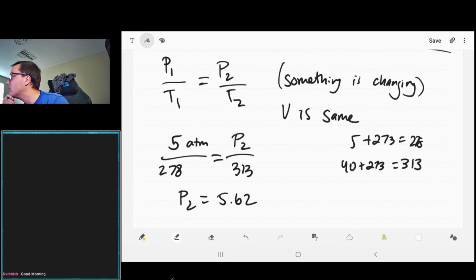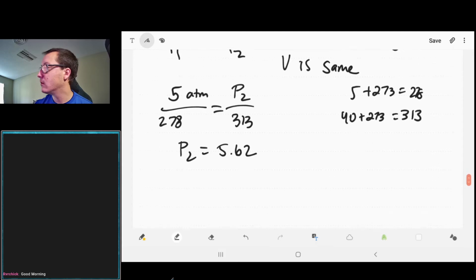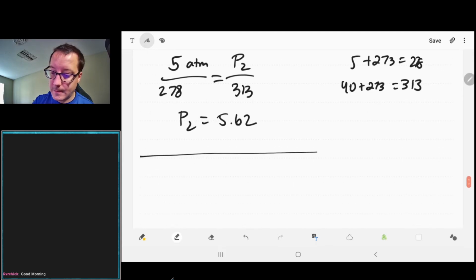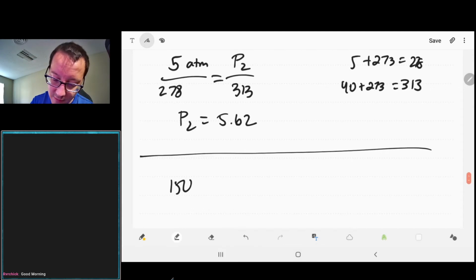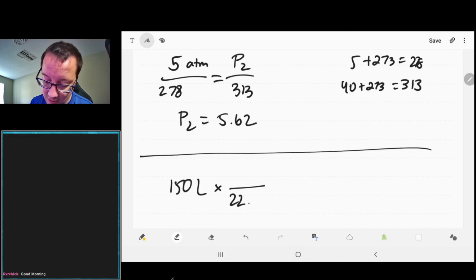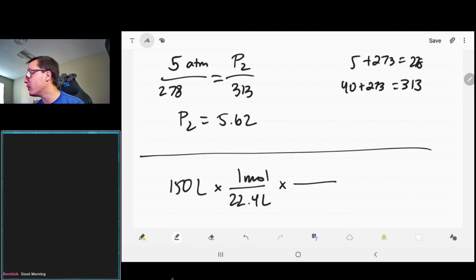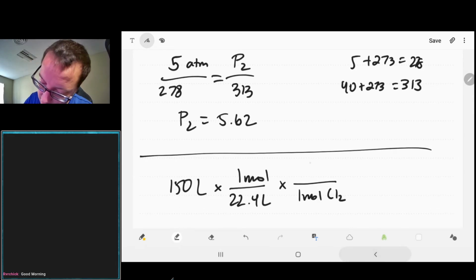How many grams are held in this? Okay, so it looks like we're at STP. We can cheat here. We have 150 liters. We're at STP, so we can cheat. Always cheat if you can. We're asked for grams of chlorine gas, so we need to convert from moles of chlorine. 35.45 times 2 is 70.90.